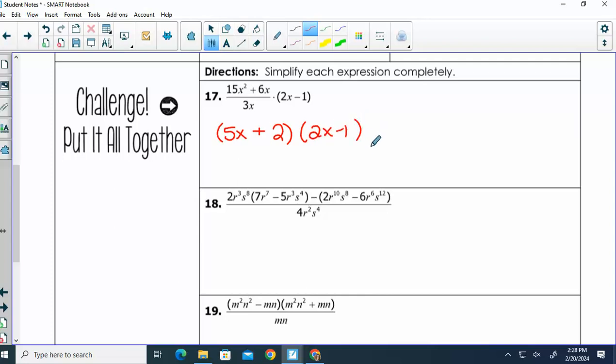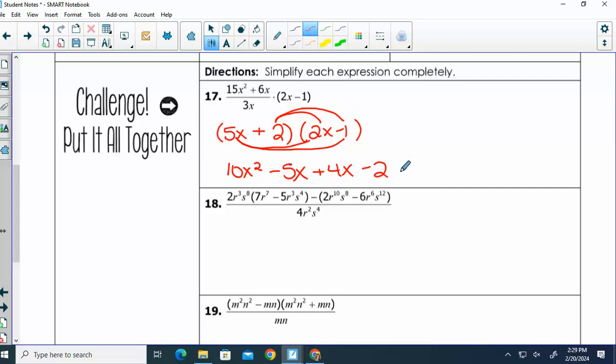How do we multiply those? You distribute the 5x to each one. Yes, we do that, FOIL, or just distribute each thing in the first, each thing in the second. So 5x times 2x would be 10x to the second. 5x times negative 1, then 2 times 2x, and the last, 2 times negative 1.